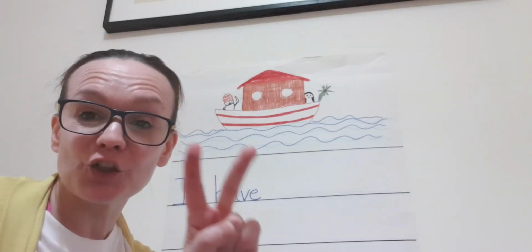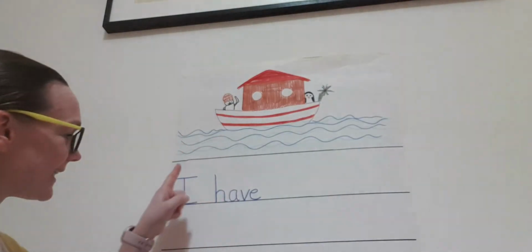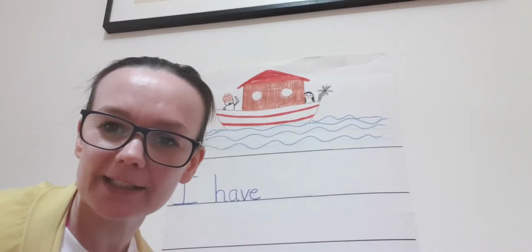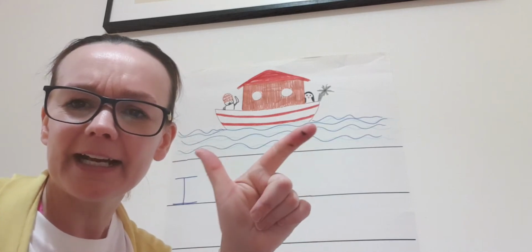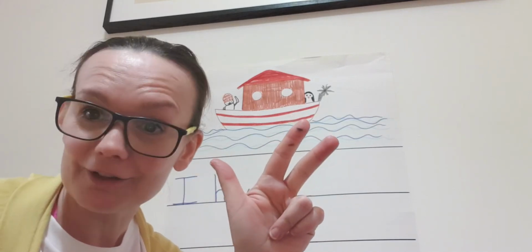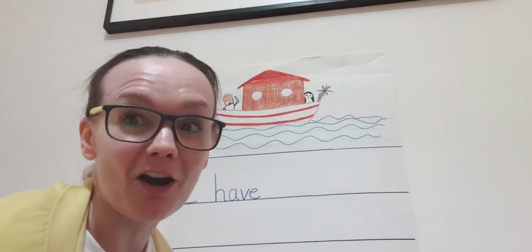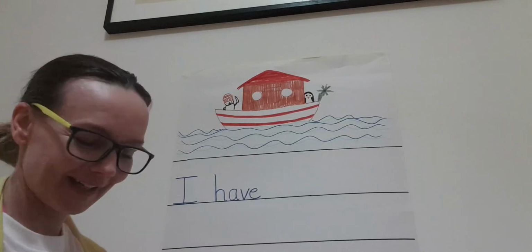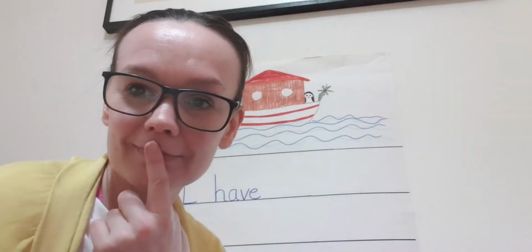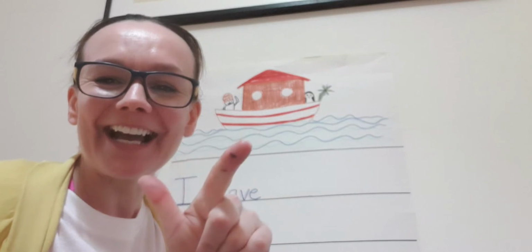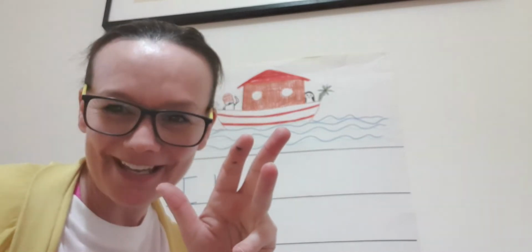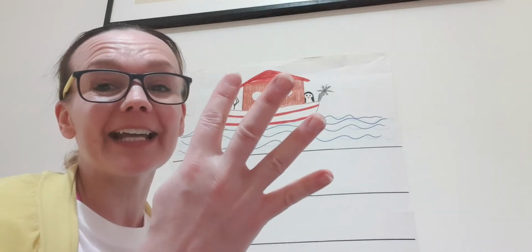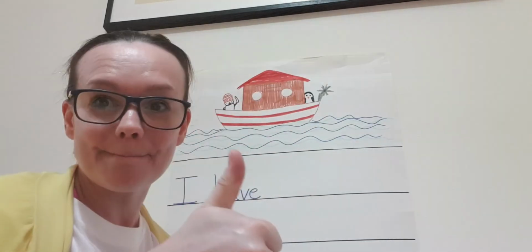Great. We've written 2 words. Let's go back and read them again. Ready? I have... I've forgotten what I was writing. Can you help me? I have got. Well done. Got. I could almost hear you shouting got at me. Oh, it wasn't got. I have a cabin. See, told you I forgot. 4 words we decided on, didn't we? I have a cabin. Brilliant.